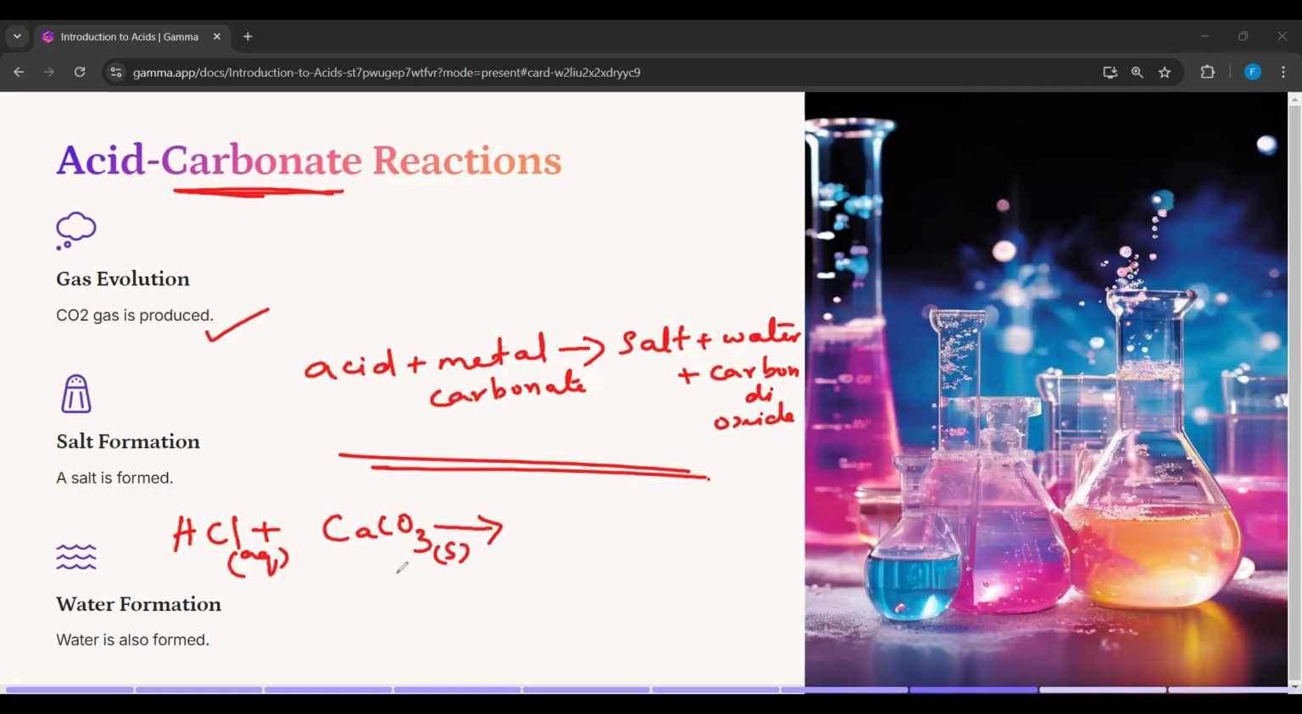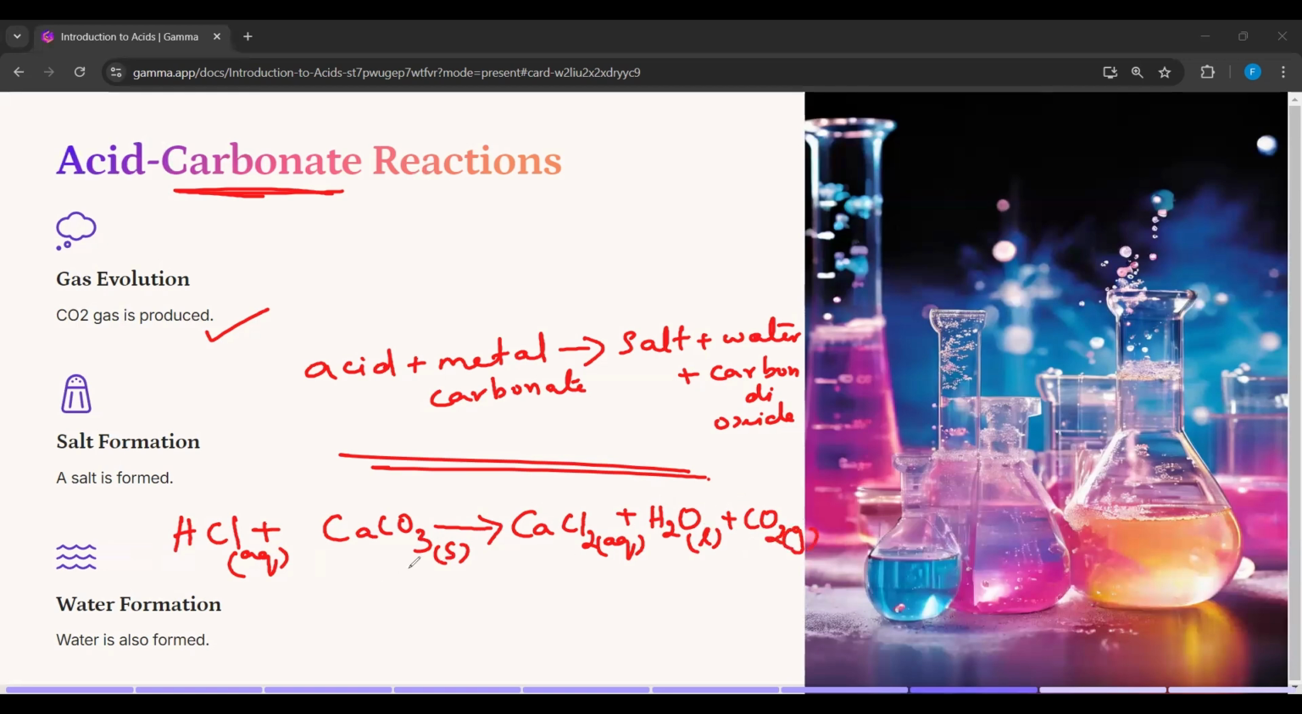And when they react, what is the salt that is produced? Remember, the salt comes from the metal carbonate that you have and the acid. So here it is calcium. And since it is hydrochloric acid, the anion will be chloride. So this is going to be aqueous, and you have water produced along with it, which will be liquid, and you have carbon dioxide gas that is produced.